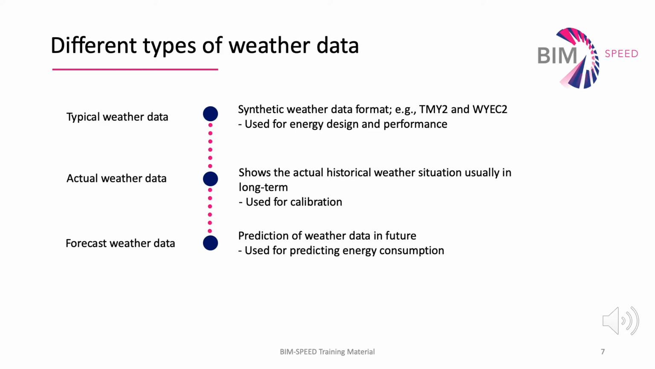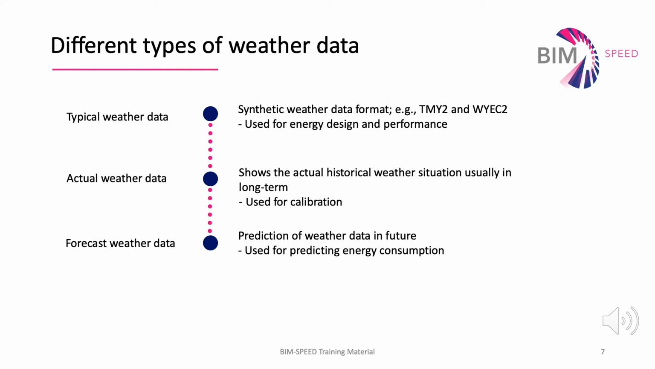Typical weather data is usually used in energy design and performance assessment of the buildings. Actual weather data is usually used for calculating the energy consumption of the building and calibrating the BIM with the historical consumption data such as energy bills. This is usually used in retrofit-dominated market, as accurate weather data is essential in the calibration process.